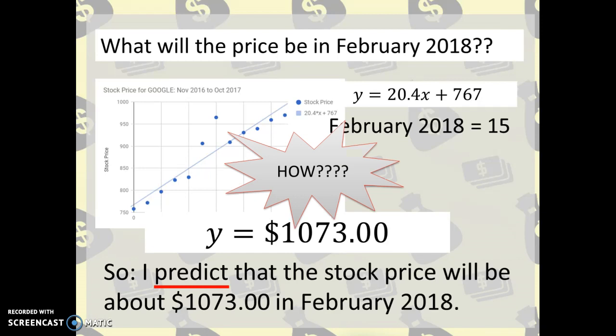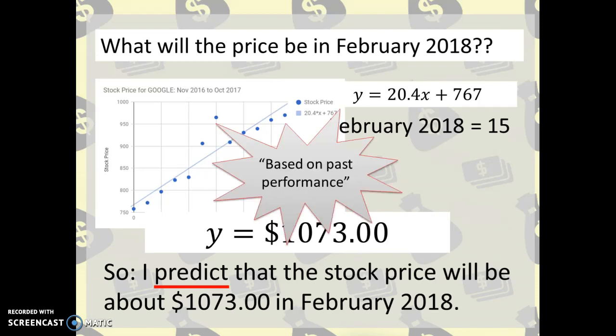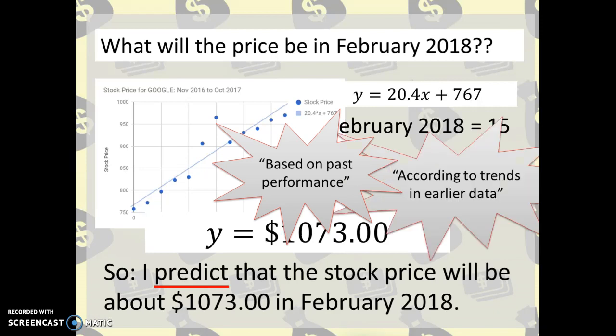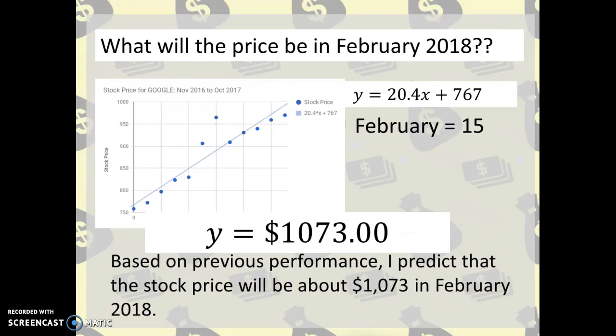Now, one other thing, when I say predict, make sure you specify how. Don't just say, oh, I predict here's what the stock price is going to be. How did I get it? I got it based on past performance. You can use this sort of language: according to earlier trends in the data. So that's what's going to get me a good answer if you're making a prediction. Say, based on previous performance, I'm thinking the stock price is going to be $1,073 in this month. Go ahead and check. See how I did on the prediction.